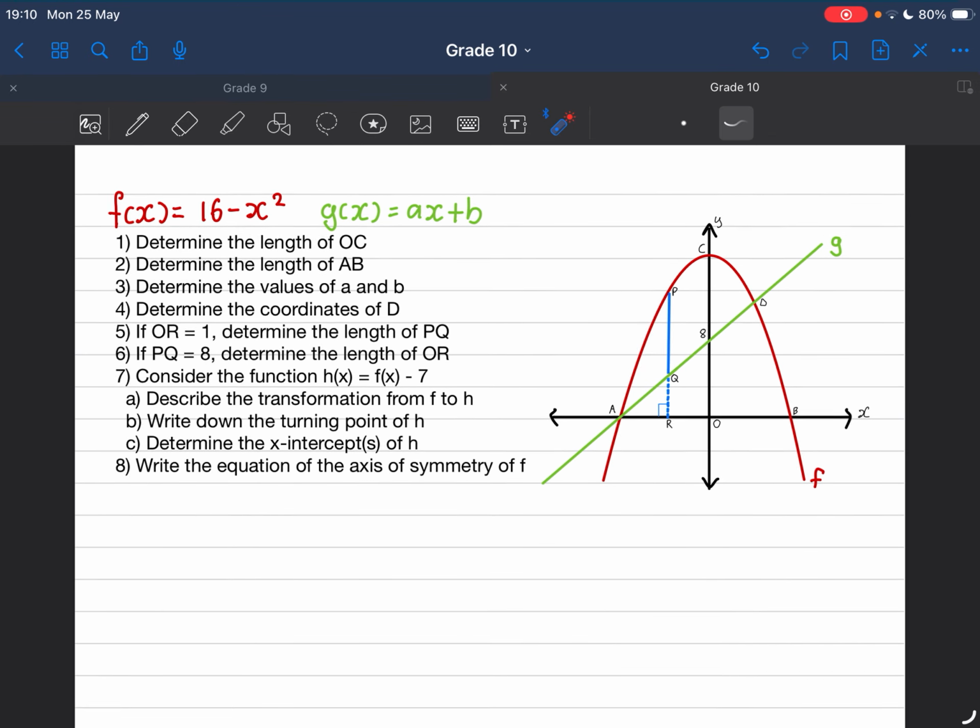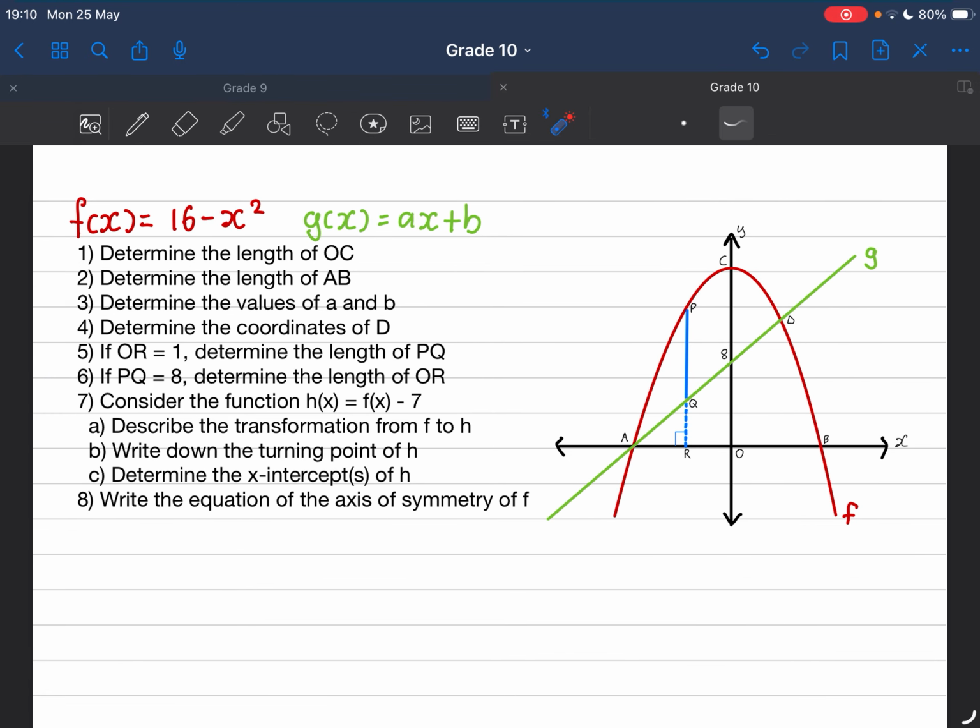Alright, so I've got an interesting question over here. I highly recommend you pause the video and just give it a go. It's fine if you don't know what is going on. Try it out, just have some fun with this.